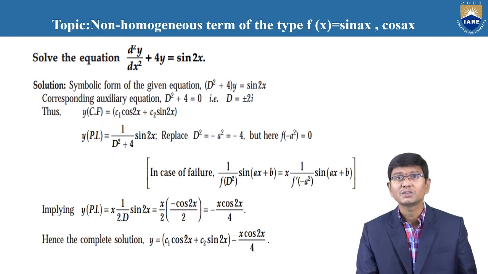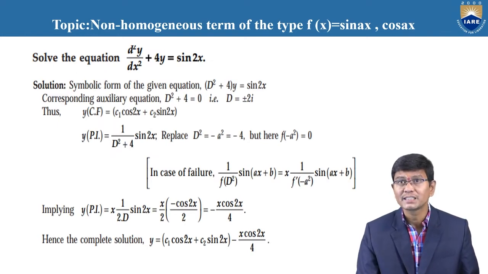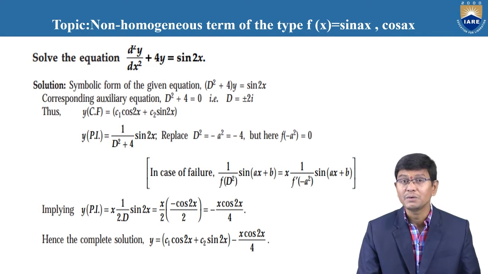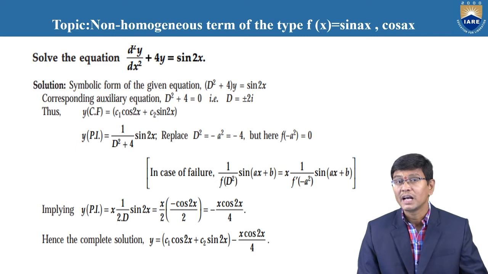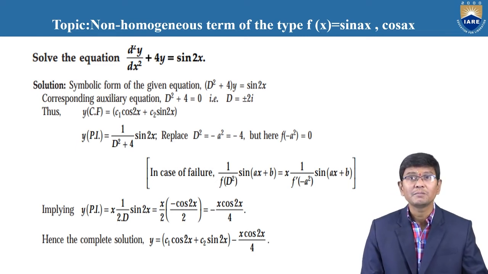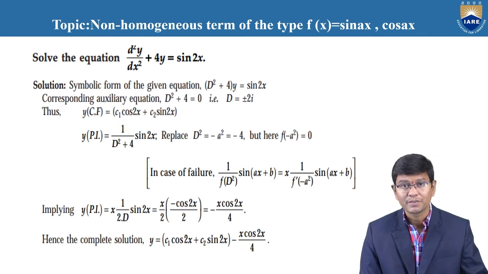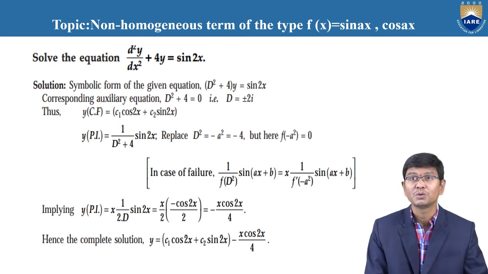Now, we will solve the equation d square y by dx square plus 4y equal to sin 2x. Here also, the given equation is in operator form. Now, we need to find the complementary function by using the auxiliary equation. The auxiliary equation is obtained by replacing D with m. Therefore, m square plus 4 equals 0, or D square plus 4 equals 0.